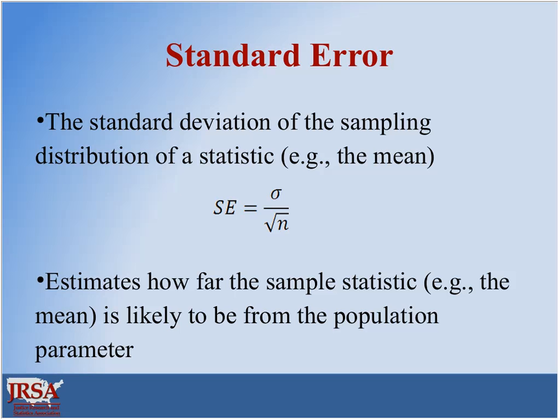So you can imagine that theoretical distribution would be normally distributed, mean equals population mean, standard deviation equals the standard error. For a mean, the standard error would be the standard deviation divided by the square root of the sample size. That standard error then becomes an estimate for how far the sample statistic, like the mean for your particular sample, is likely to be from the population mean.